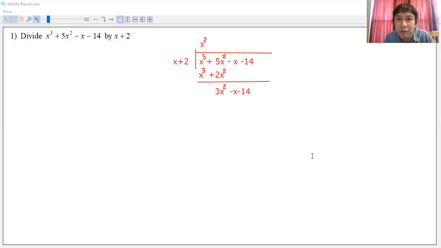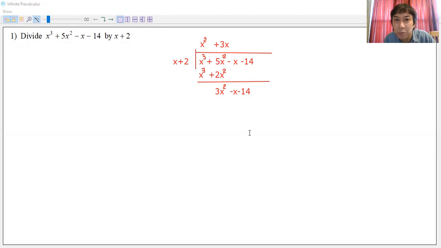The next step is to repeat. Your current line is 3x squared minus x minus 14. You're going to divide again the leftmost term by the leftmost term of the divisor. So 3x squared divided by x is 3x. Now 3x will be written on top, and that's a positive 3x.